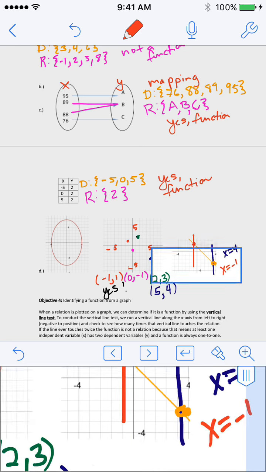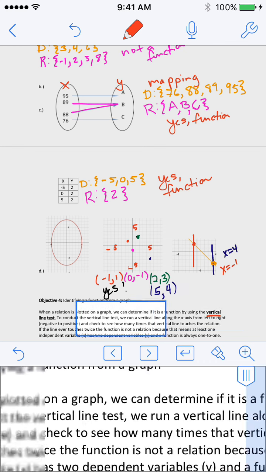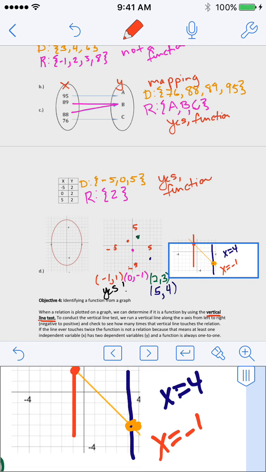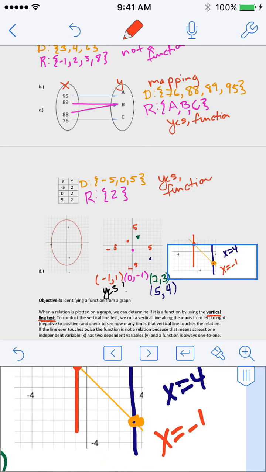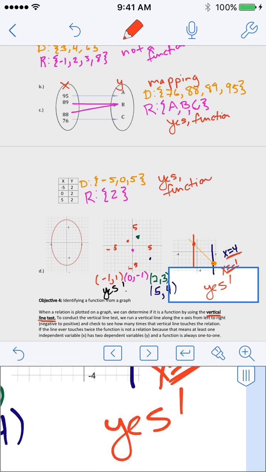So this is what we call the vertical line test. If you look a little farther down the next objective, it's got it right there for you, the vertical line test. We take a vertical line and run it across the graph and see, is this x ever going to hit twice? And remember, if it hits twice, that means you have the same x going to two different places. So if it doesn't hit twice, then it is a function. This is a function, yes.